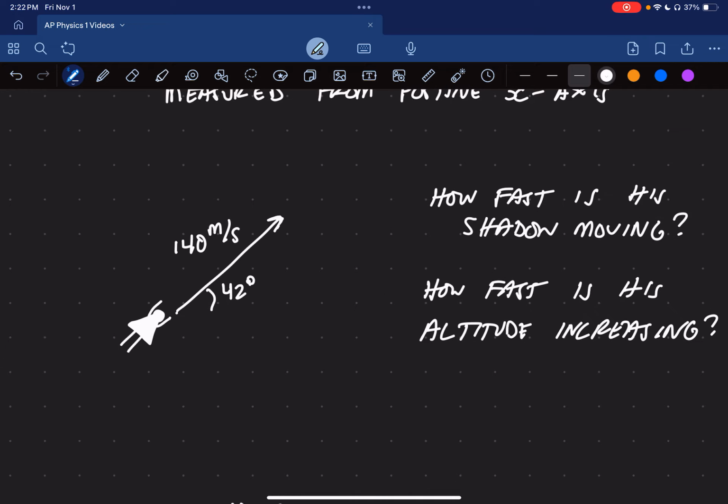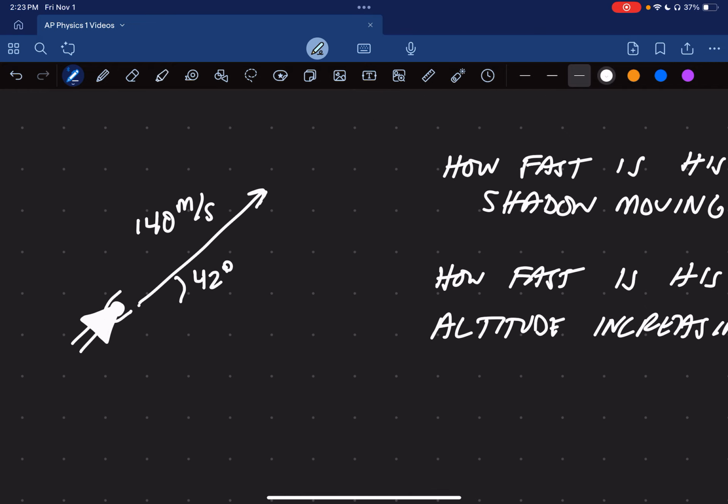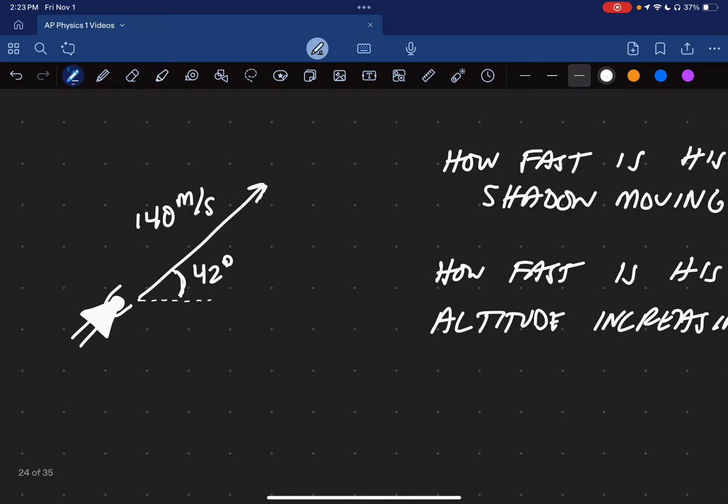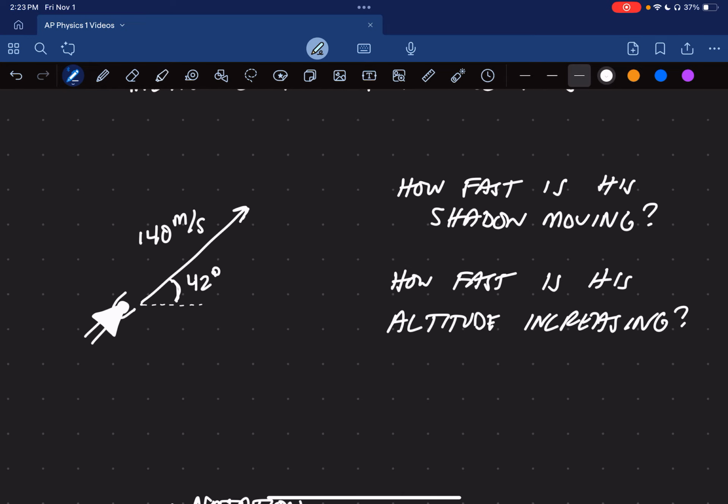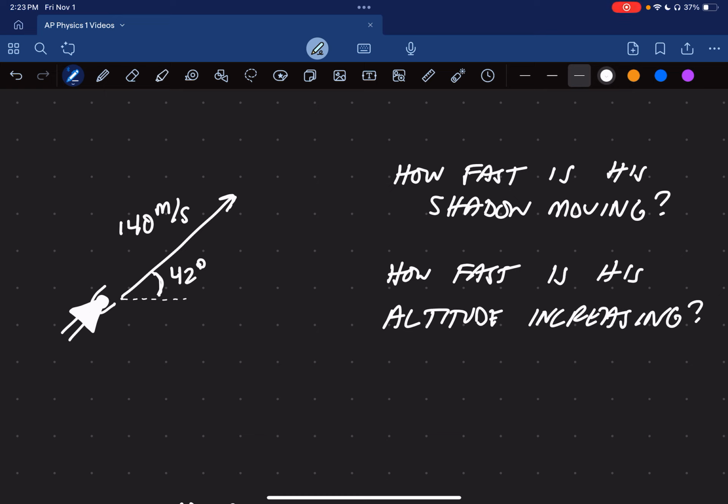Let's talk about components. Suppose you have Superman, and this is Superman, flying up and to the right at a velocity of 140 meters per second at an angle of 42 degrees with the horizontal. You could ask two questions that convey what the components of a vector are. How fast is Superman's shadow? For this, we're supposing that the sun is directly overhead, so that Superman has a shadow directly beneath him.